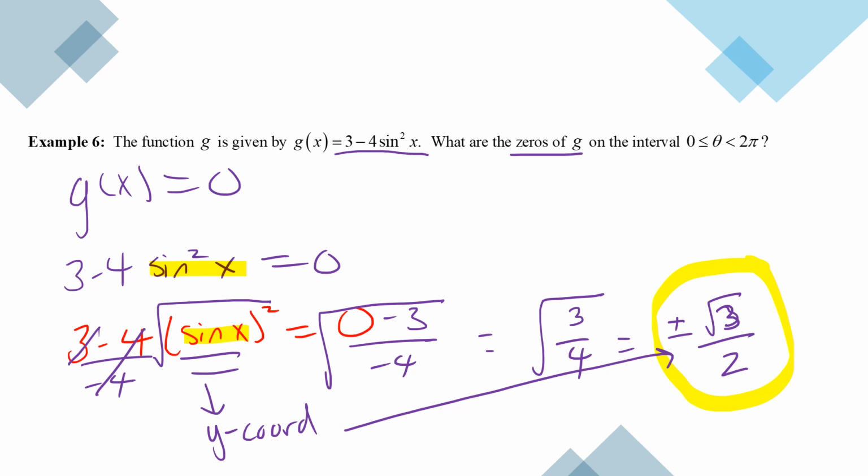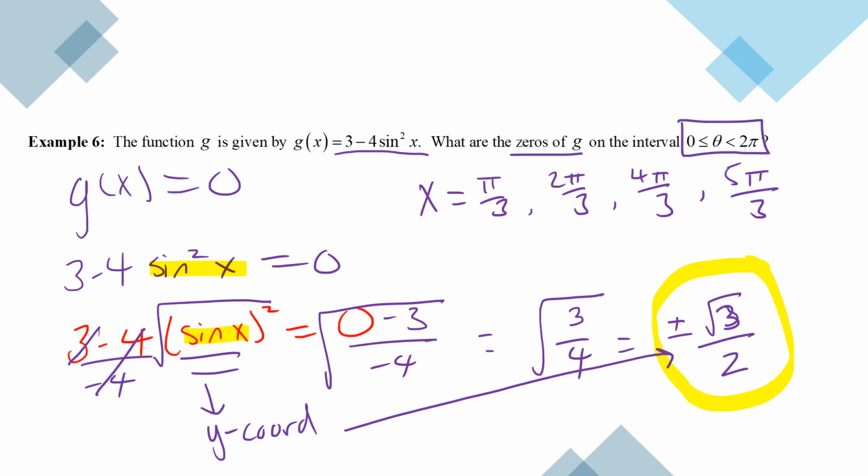That would be all of our thirds, our 60s. So our answer would be x equals pi over 3, 2 pi over 3, 4 pi over 3, and 5 pi over 3, because it gave us our interval.